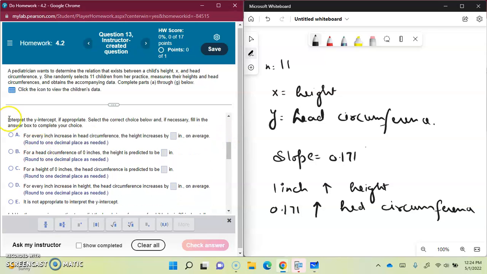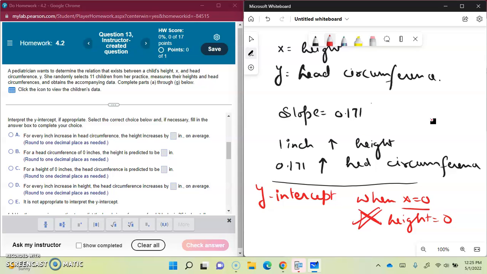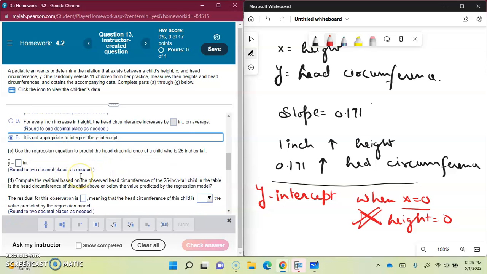Interpret the y-intercept if it is appropriate. The y-intercept in this problem would be when x is equal to 0. Now x equal to 0 means the height of the child is 0. That's not appropriate, right? That does not make sense. So we need to look for the option that says it's not appropriate. I think that's the last one. We cannot have a height of 0 for a child, so that is not appropriate.